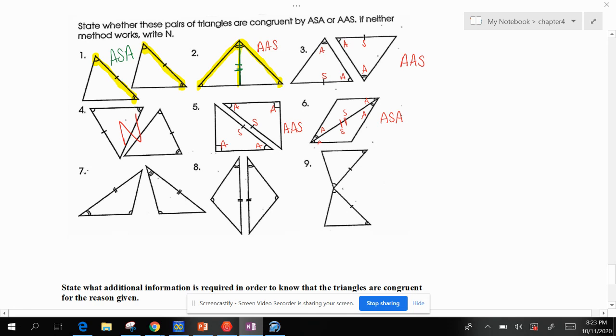What do you think for number 7? I have an angle, angle, side, or even if you did it the other way, side, angle, angle. Both of those mean the exact same thing. We're just writing it backwards. So this one is true by angle, angle, side, or if you want to do backwards, side, angle, angle. Number 8 is going to be the same thing. We have an angle, angle, side.